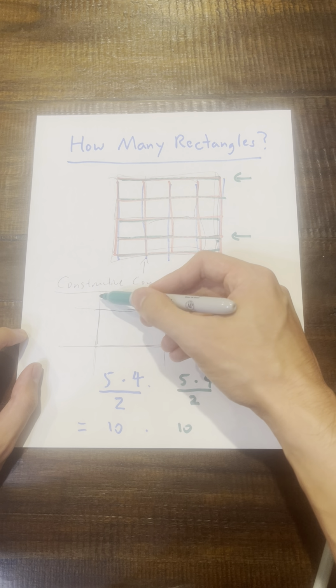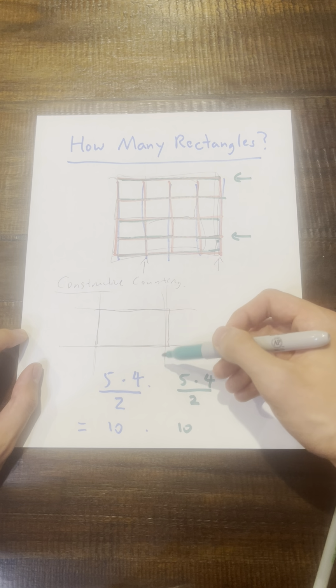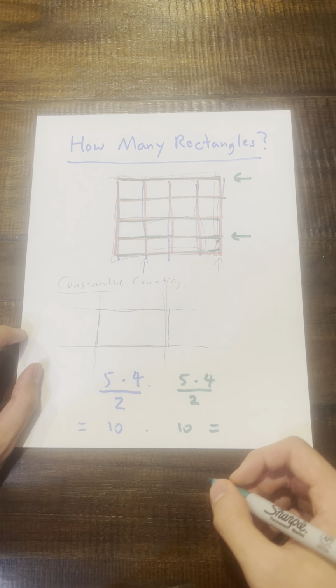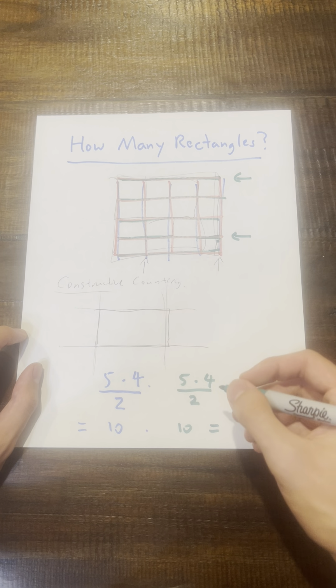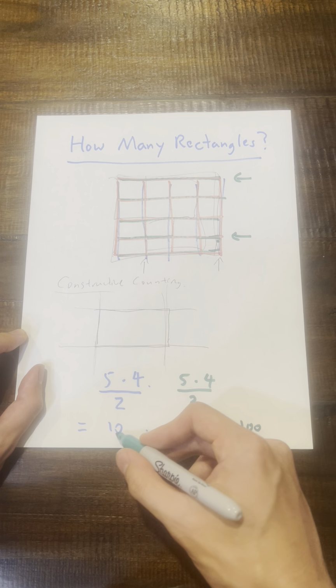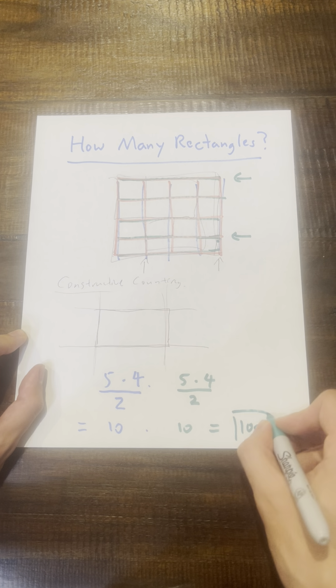So there are 10 ways to pick the vertical lines and 10 ways to pick the horizontal lines. In total, how many ways are there to pick all 4 lines and construct a rectangle? There are 100 ways, because we just multiply 10 by 10. This is your answer.